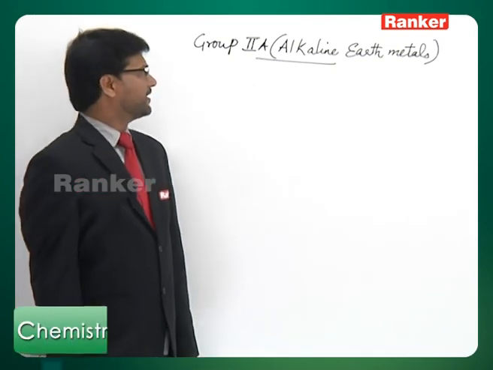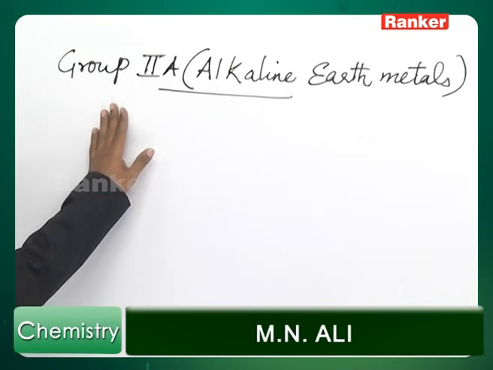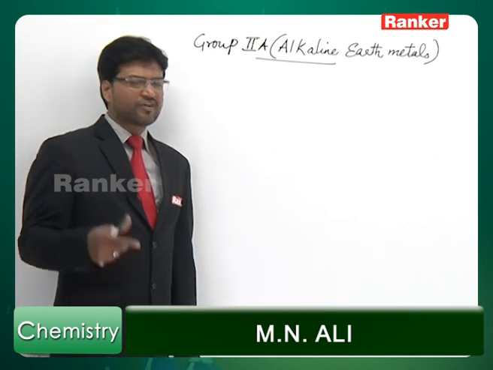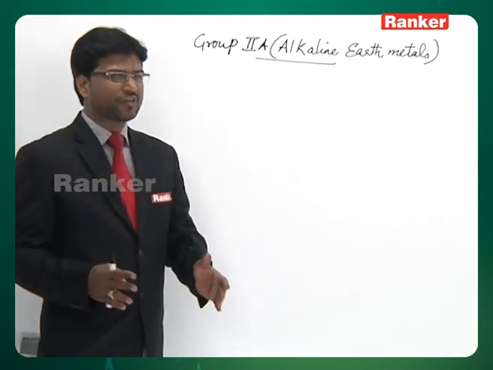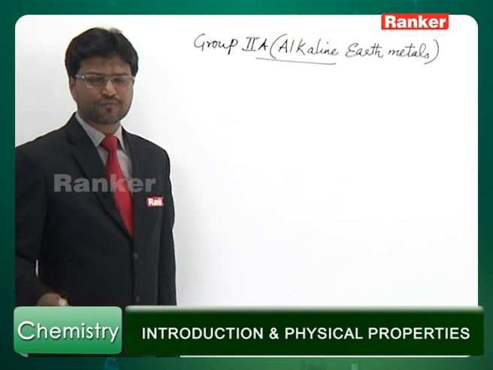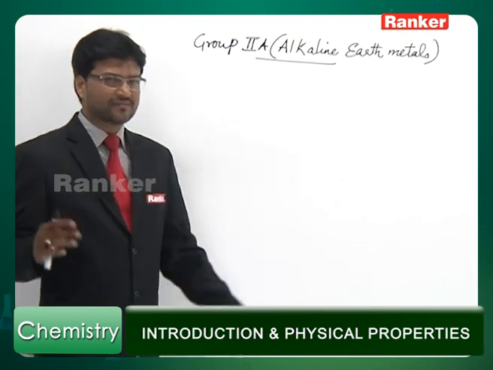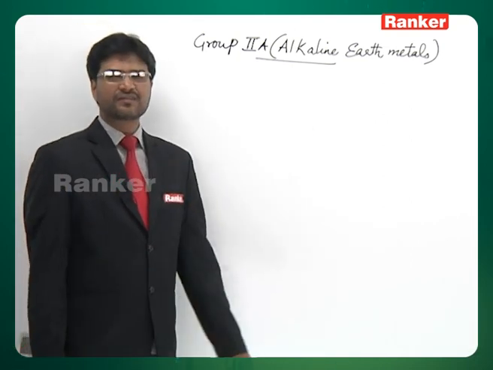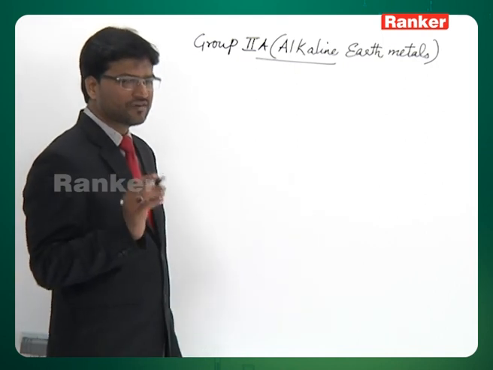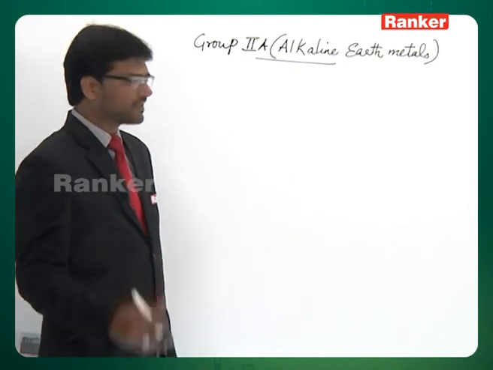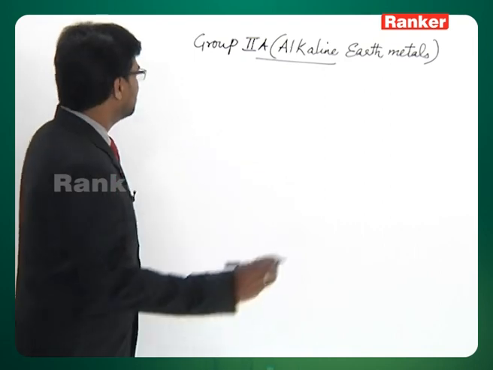Let's learn about alkaline earth metals. They belong to group 2A of the long form periodic table. We have already said that the S block of the periodic table consists of two groups, group 1A and group 2A. In group 1A we discussed alkali metals. This is regarding alkaline earth metals. I am going to give you the list of alkaline earth metals with their electronic configuration and atomic number.